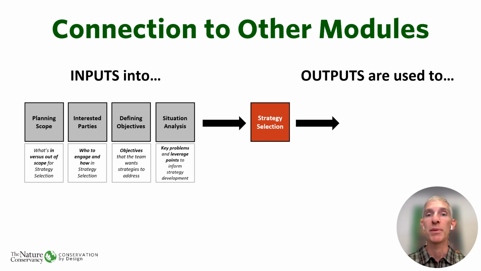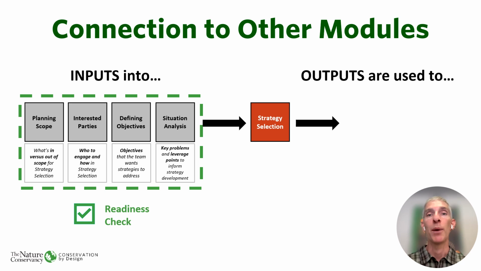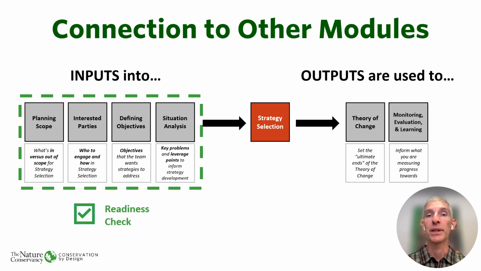And finally, the team should be aligned on the core challenges affecting what it cares about and potential leverage points for intervention. All of these help check the team's readiness to begin this module. Once a team completes this module, the selected strategies are then directly used to build the theory of change and the monitoring, evaluation, and learning plan.